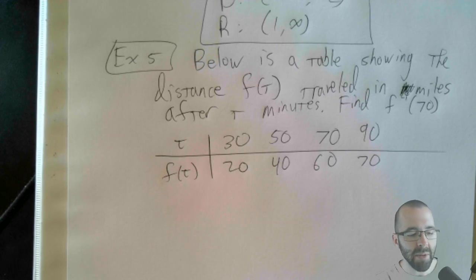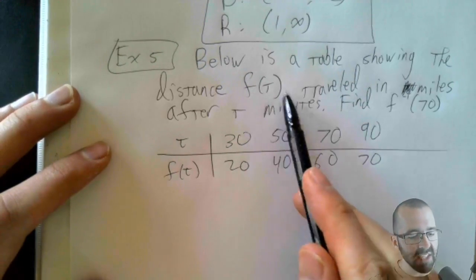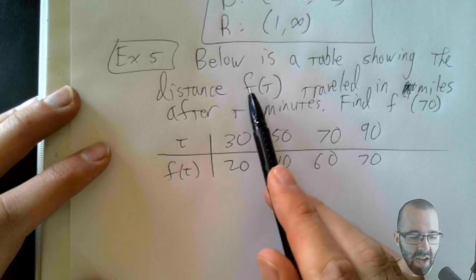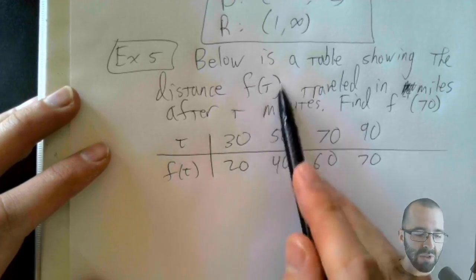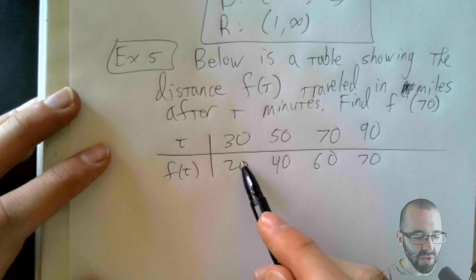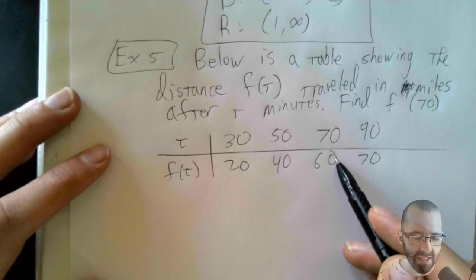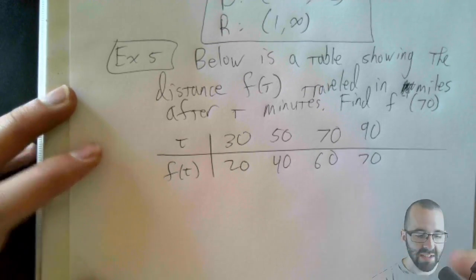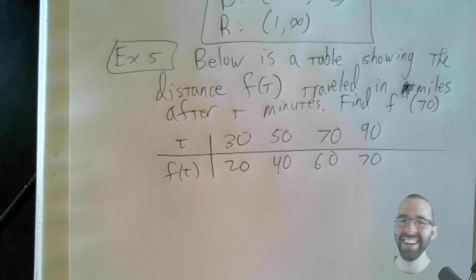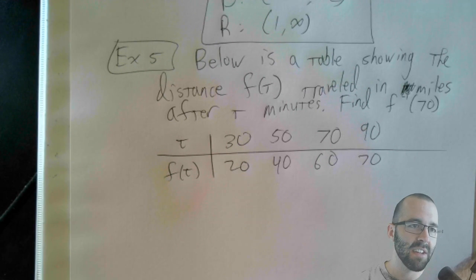So again, let's think about what this table means, reviewing what functions mean. F of t is a function that if you give me a time, I give you f of t, which is the total miles traveled. So after 30 minutes, you've gone 20 miles. After 50 minutes, you've gone 40 miles. After 70 minutes, you've gone 60 miles. After 90 minutes, you've gone 70 miles. Okay? So we just have to look at the F inverse.